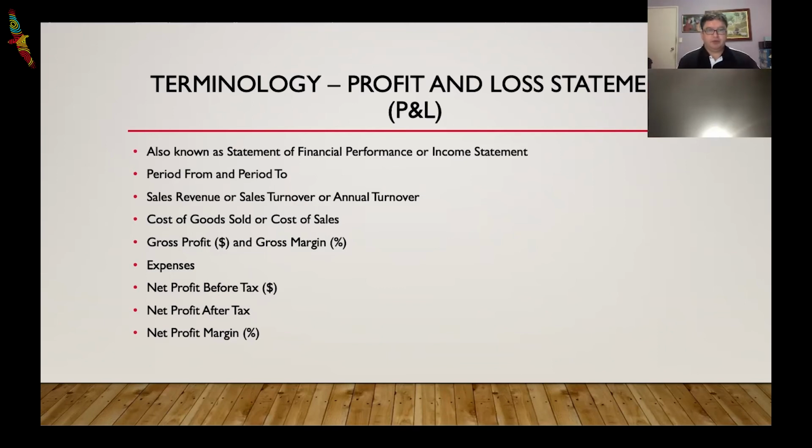Next is cost of goods sold or cost of sales. Cost of goods sold are the direct expenses of producing an item you sold. For example, if you make furniture, the cost of the materials that actually goes into making that piece of furniture is part of cost of goods sold. So, that chair or that table.